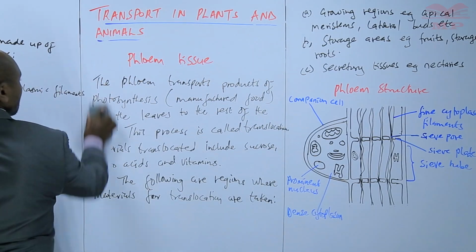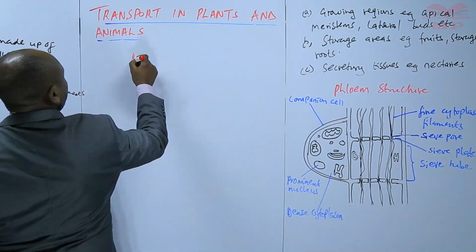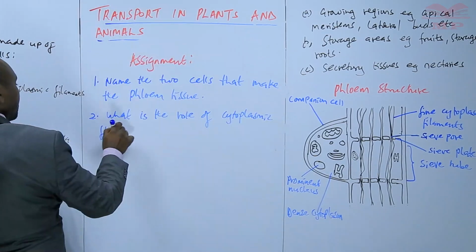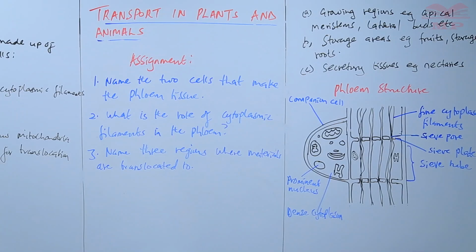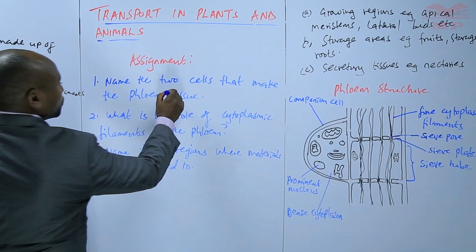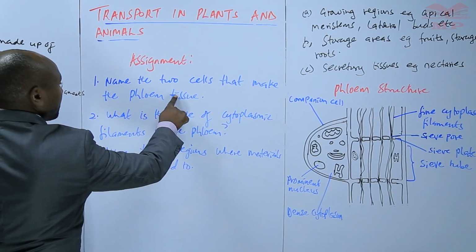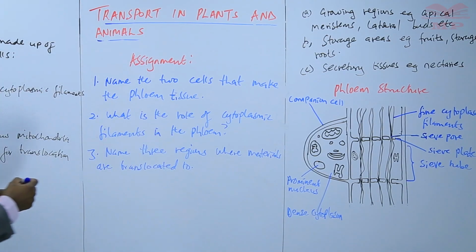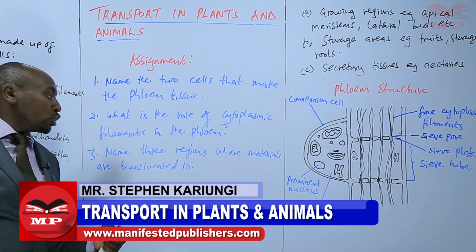So the assignment for today. Number 1, name the 2 cells that make the phloem tissue. Number 2, what is the role of cytoplasmic filaments in the phloem? Number 3, name 3 regions where materials are translocated to.